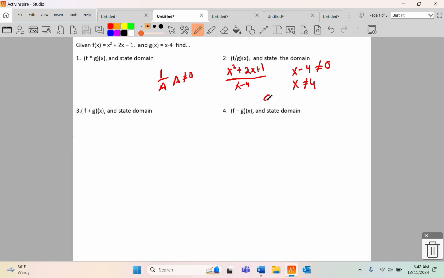So depending on how I write this, I can write all values of x such that x is not 4, or I can use interval notation, negative infinity to 4, union with 4 to infinity, or I could even say something in English. I could say all real numbers except x equals 4. Write a sentence if you can write.